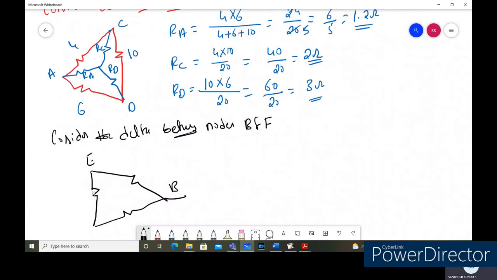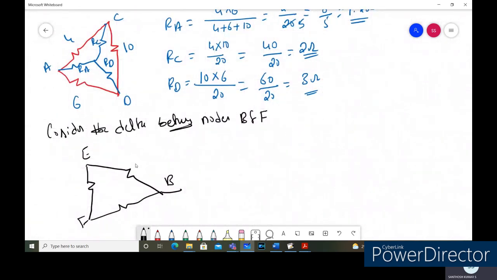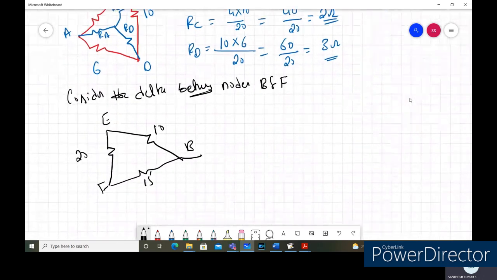So this is E and this is F. The values are 10, 15, and 20. This resistance is 10 ohm, this is 15 ohm, and 20 ohm is the resistance here. The same resistances we have.